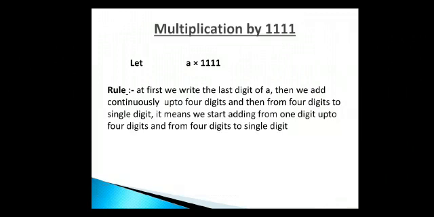Again, multiplication by 1111. Let A be multiplied by 4 times 1. Rule: at first we write the last digit of A, then we add continuously up to 4 digits, and then from 4 digits down to a single digit. It means we start adding from 1 digit up to 4 digits, and from 4 digits to single digit.